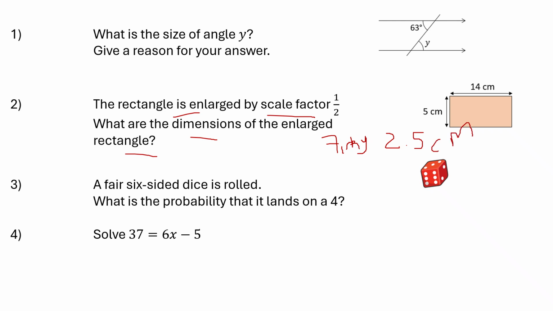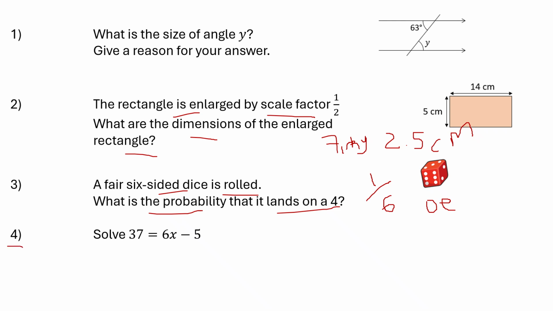Question number 3. If a 6-sided dice is rolled, what is the probability that it lands on a 4? Well, 4 appears once out of a total number of possible outcomes. That's going to be 6, because I have the numbers 1, 2, 3, 4, 5, and 6. So the probability that it lands on a 4 is 1/6, or equivalent. So not 0.1666, or 16.6 recurring.